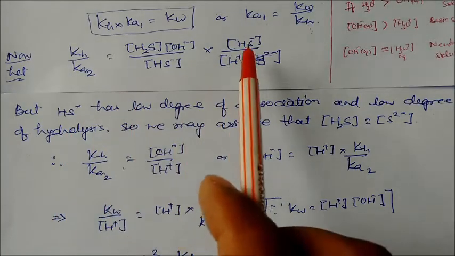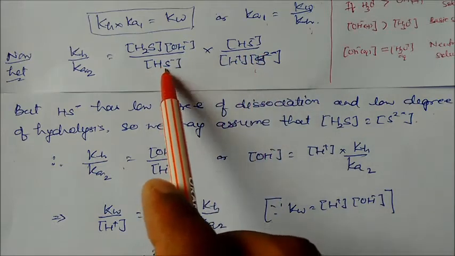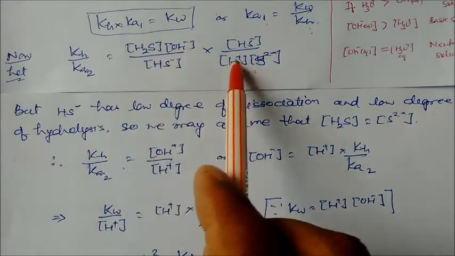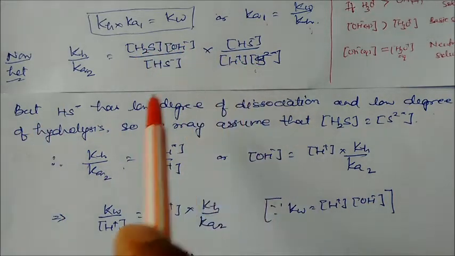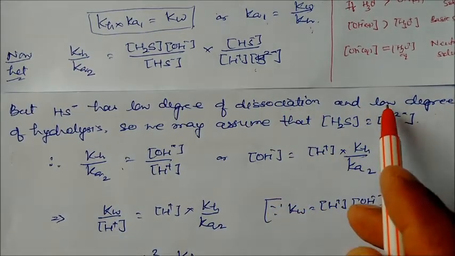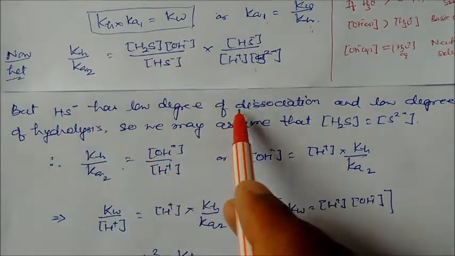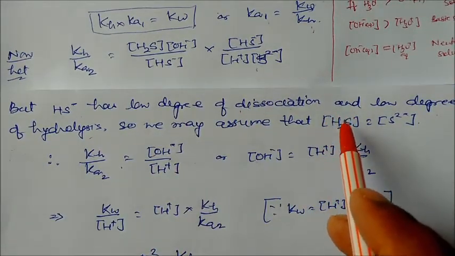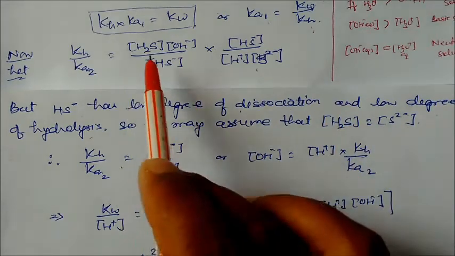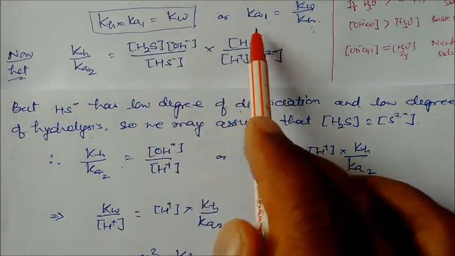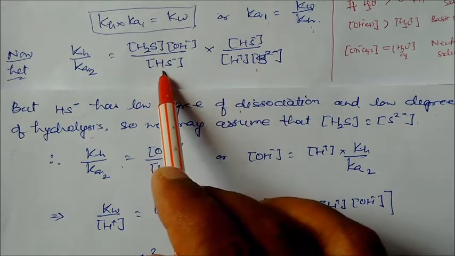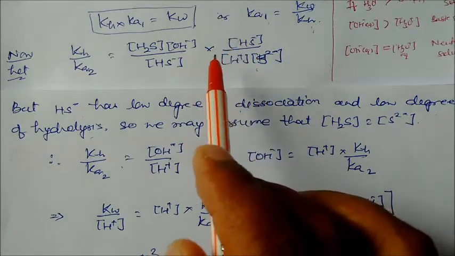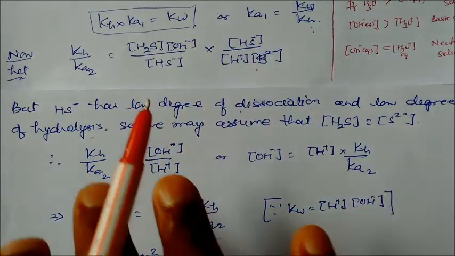So here we can see HS⁻ and S²⁻. This HS⁻ is cancelled. Now we are left with 1, 2, 3, 4. So out of this, OH⁻ and H+, here we can see that HS⁻ has a low degree of dissociation, so a low degree of hydrolysis. HS⁻ has a very low degree of dissociation and its degree of hydrolysis is also very low. So we can assume that the concentration of H2S is almost equal to S²⁻. So consider this almost equal to this one. So this is cancelled, and due to the low degree of dissociation and hydrolysis of HS⁻, these are almost equal to each other in equations 1 and 2. We have seen that. Equations 1 and 2, let me show you once again.